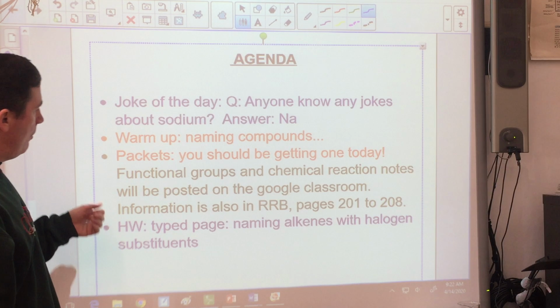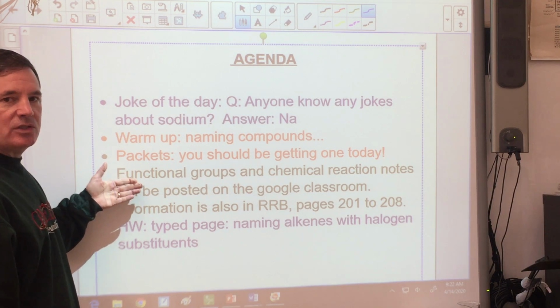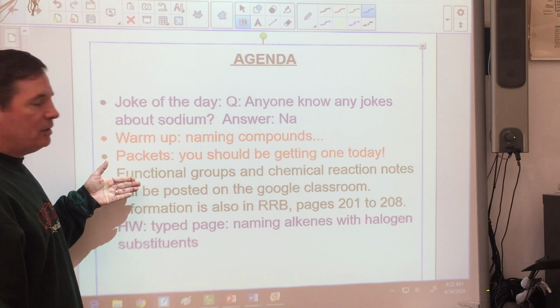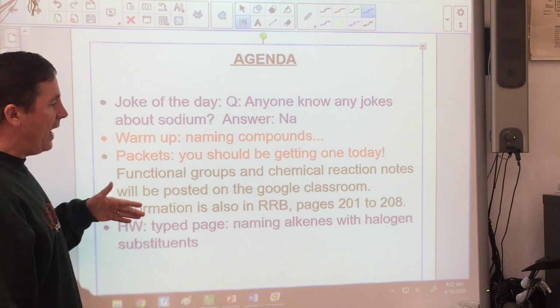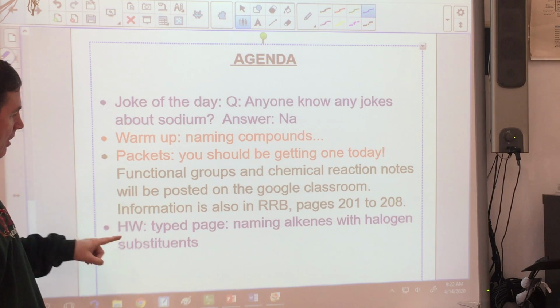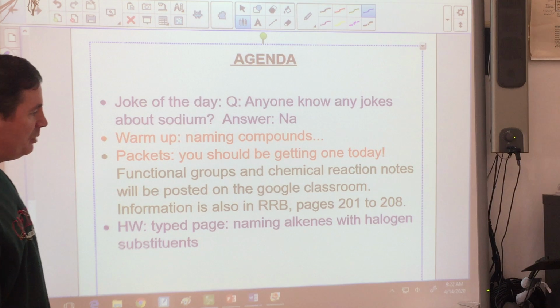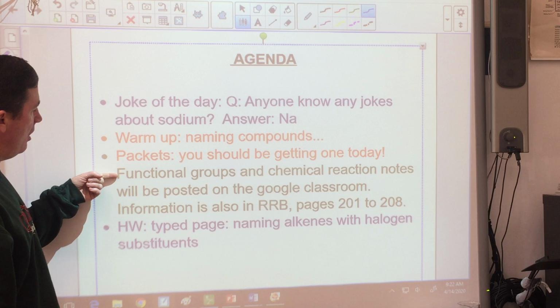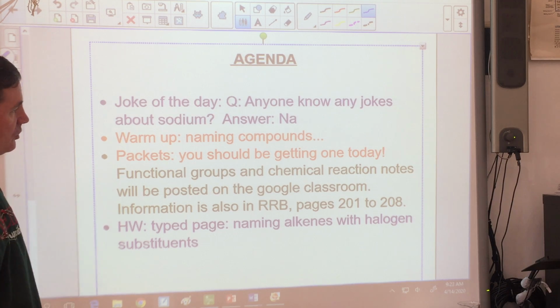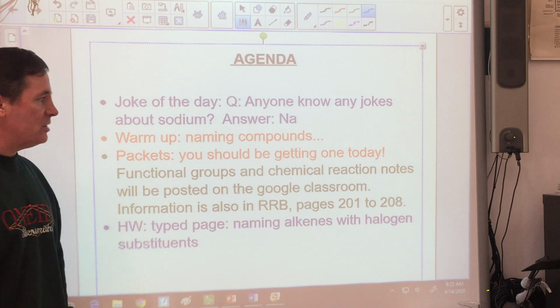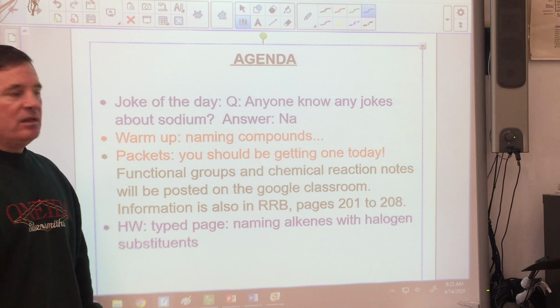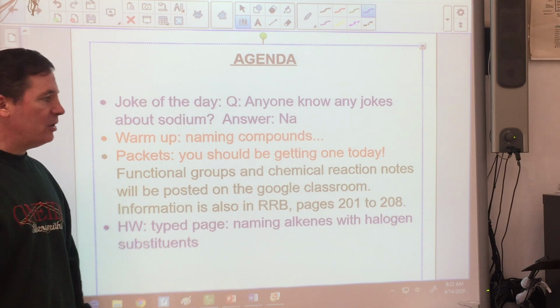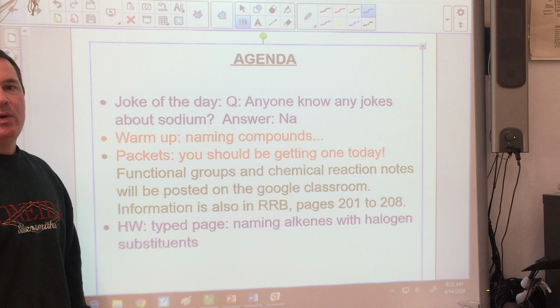So really tonight, all I want you to do is practice again on the type page, and I'm going to pull it up here, naming alkenes. As far as the notes go for the functional groups and the organic reactions notes, they're also in your Regents Review book, pages 201 to 208.